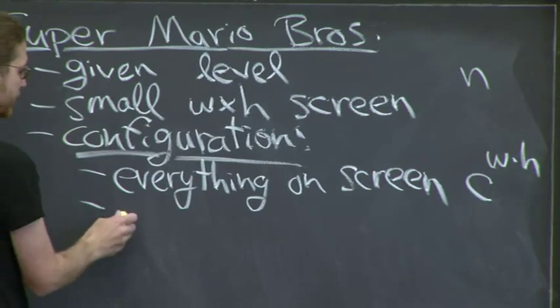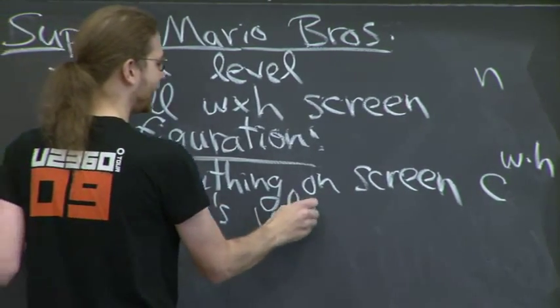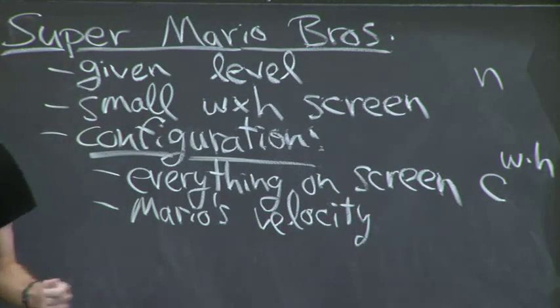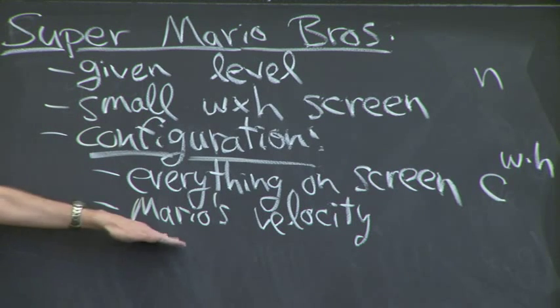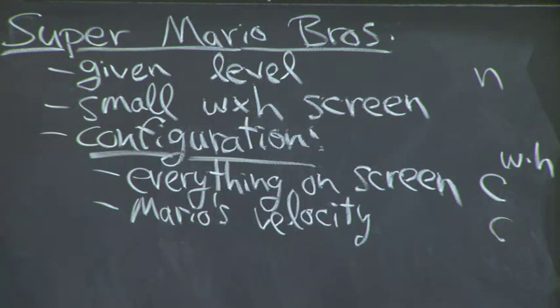You might also want Mario's velocity. I had to play it again just to check that there is indeed velocity. Turning around is slower than going forward. You do accelerate a little bit. So you've got to remember that. But there's probably only a constant number of choices for what your velocity is. What else?